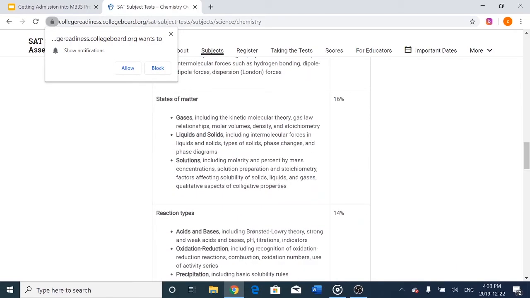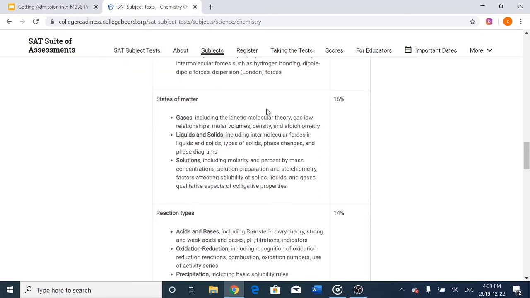States of matter, you're going to have to know kinetic molecular theory, gas law relationships. You're also going to have to know density, and you're going to have to know the stoichiometry. So you're going to have those P1V1 equals P2V2 formulas and stoichiometry along with that. So you're going to have to know your gas laws and all that stuff too. You're going to need to know molar volumes. You're going to need to know intermolecular forces in liquids and solids, types of solids, phase changes, and phase diagrams. So those are very simple concepts that you kind of learn in grade 9, but they also test you on those sometimes too.